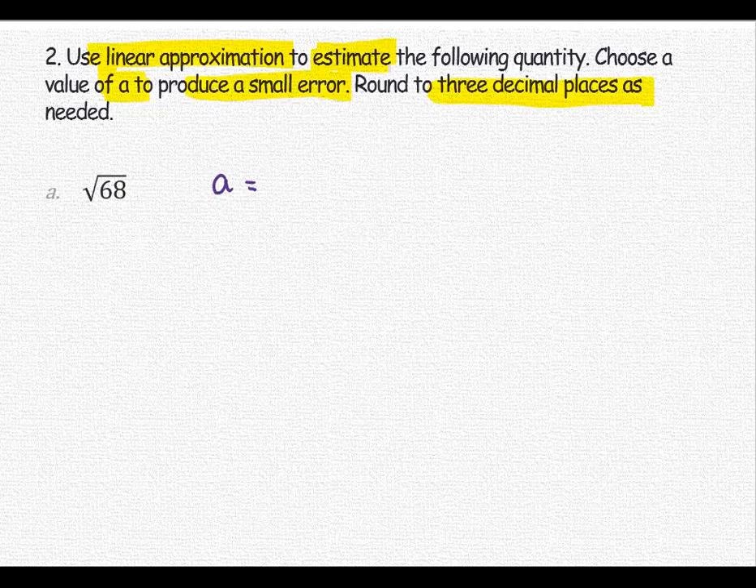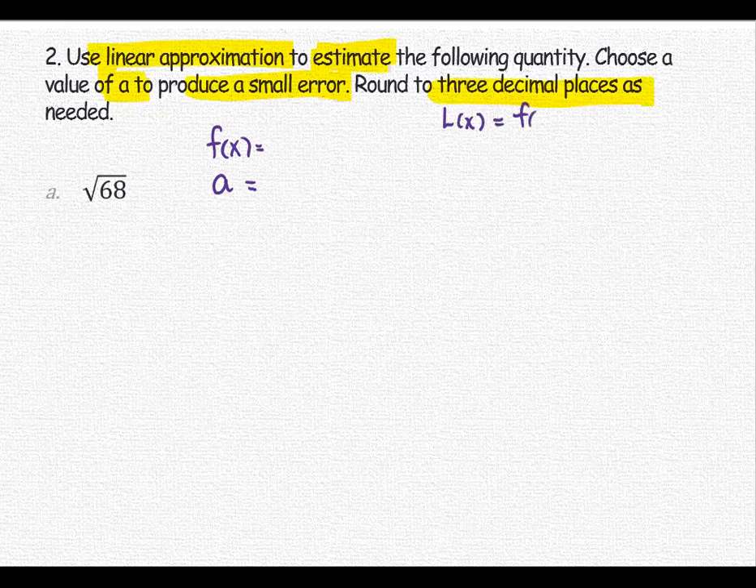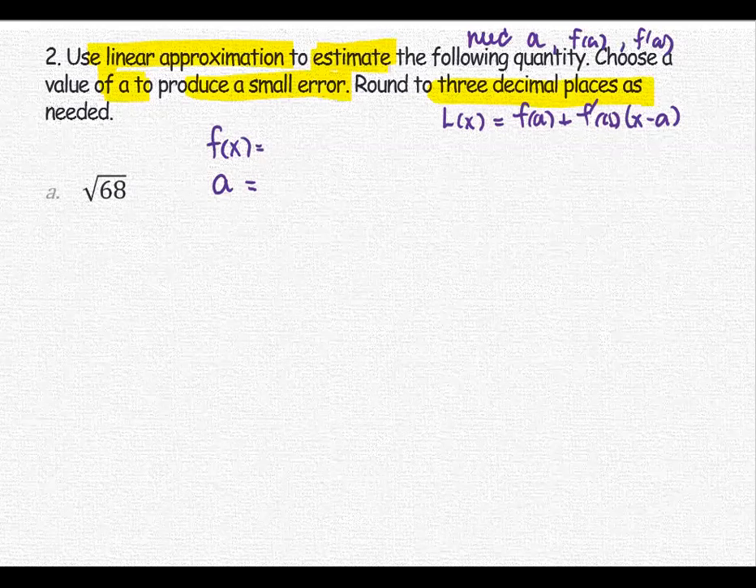What do you think? First of all, what would be the function that you're going to use, a function that you can find the derivative of? We call it the linearization or the linear approximation. You're going to need the function at A, you're going to need the derivative at A, and then multiply by x minus A. So you need A, you need x, you need the f prime at A, and f at A as well. So 3 terms: you need A, f at A, and f prime at A. What would be the function that you're going to use?